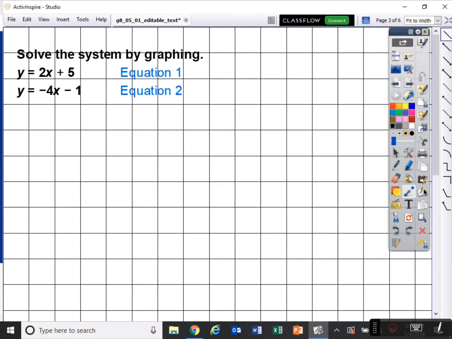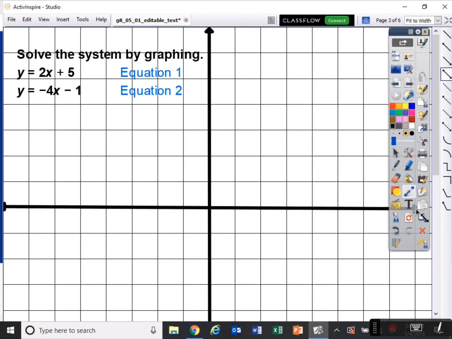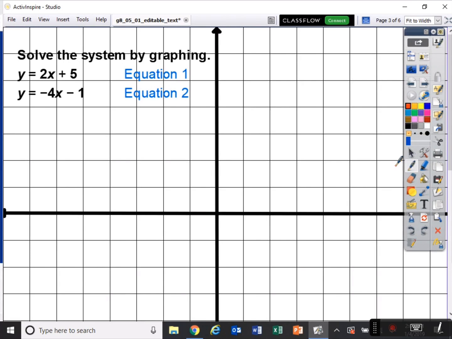Don't forget your x and y axis. Equation 1, I'm going to do in red. I'm going to go ahead and graph it. Now, let's review how to graph an equation. It has to be in slope-intercept form. Remember, slope-intercept form is y equals mx plus b. m is your slope and b is your y-intercept. Having a slope of m tells you where to go. b tells you where to start.